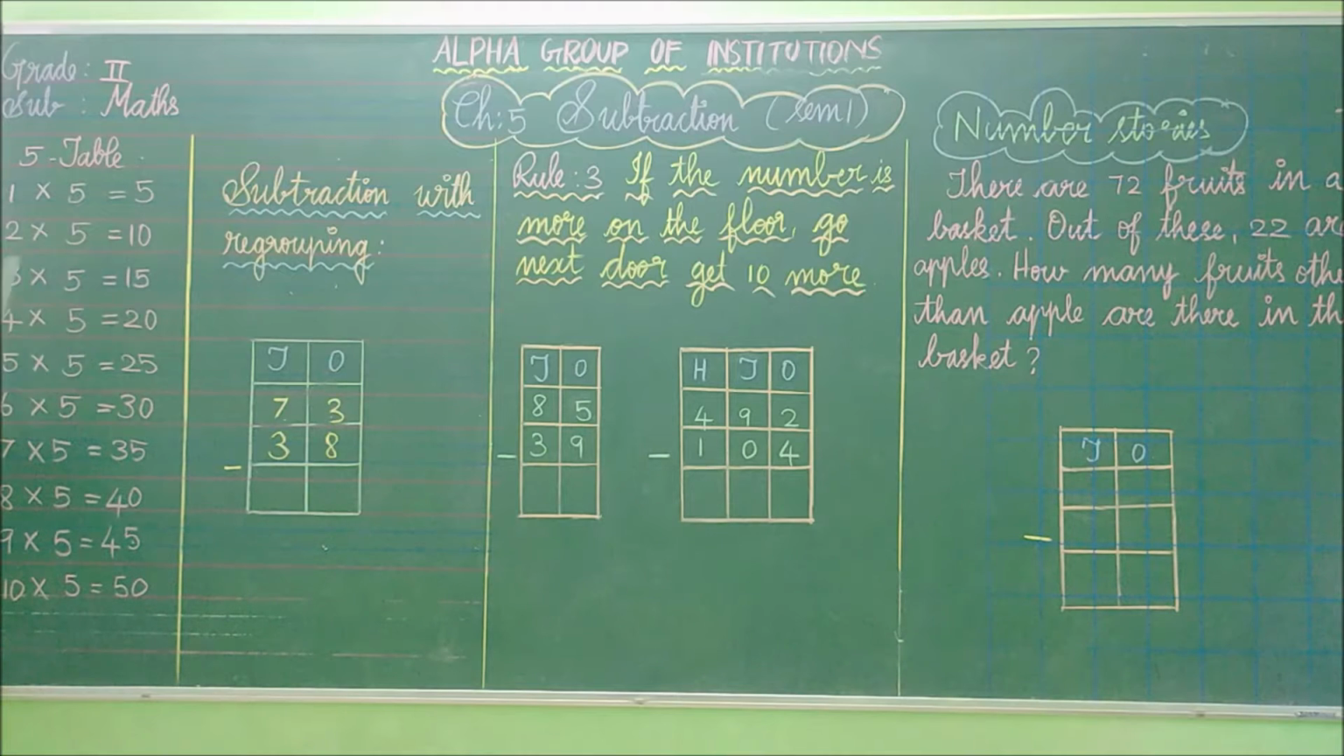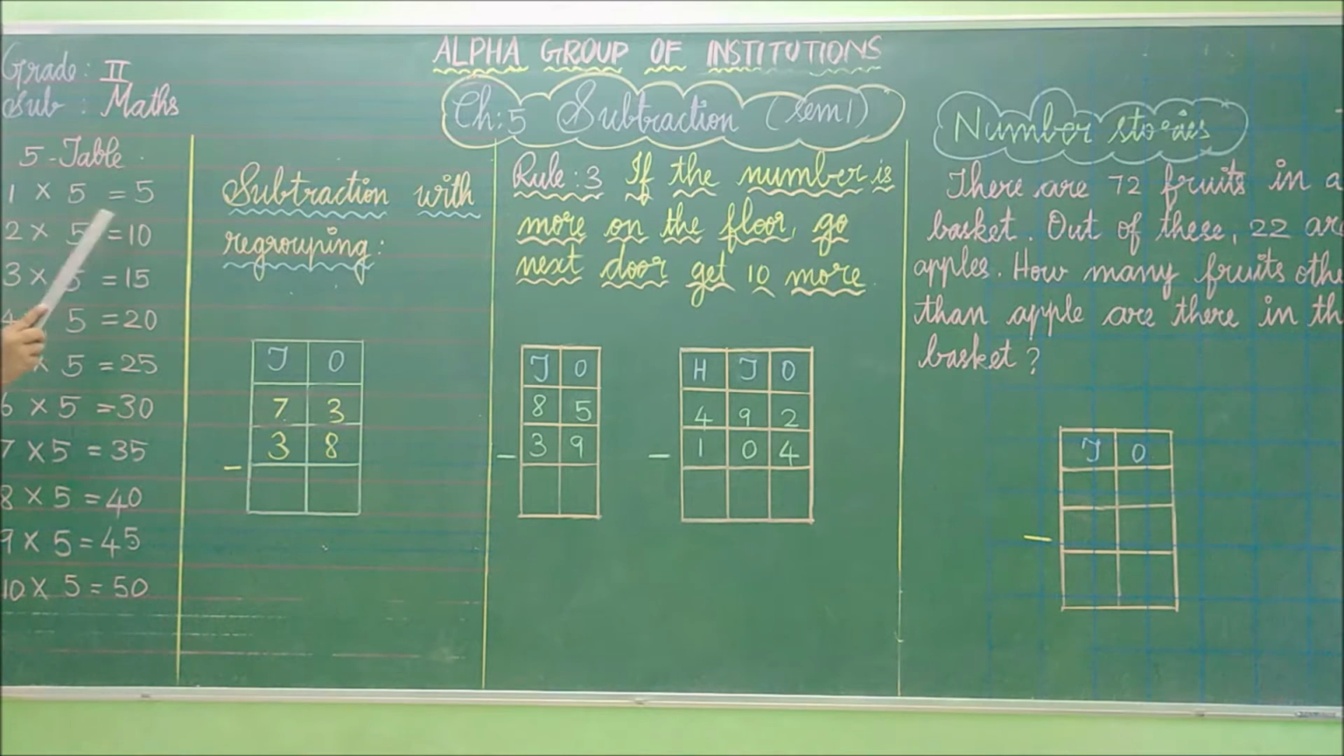3 5s are 15. 4 5s are 20. 5 5s are 25. 6 5s are 30. 7 5s are 35. 8 5s are 40. 9 5s are 45. 10 5s are 50. Shall we read once again, children?